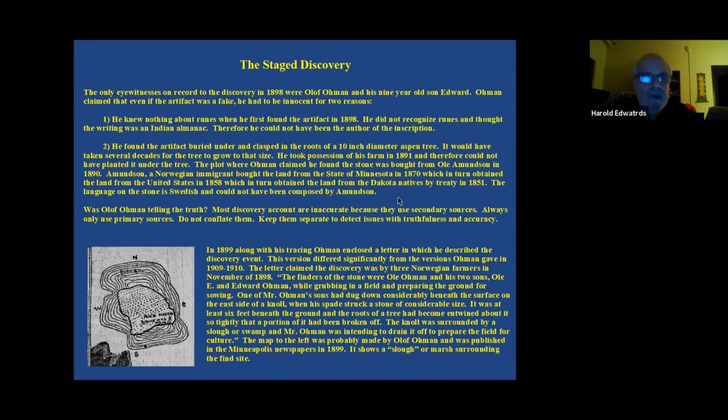Now, he took possession of his farm in 1891, and he bought the land in 1890 from Ole Amundsen. Amundsen got the land from the state of Minnesota, which got it from the United States, which got it from the Dakota natives. The language on the stone is Swedish, and it could not have been composed by Amundsen, who was a Norwegian immigrant.